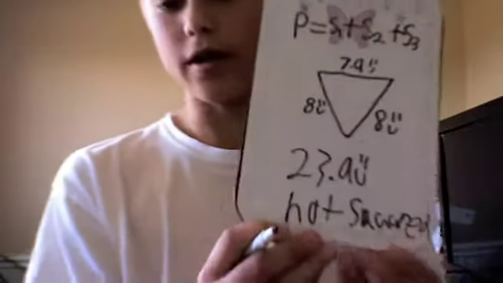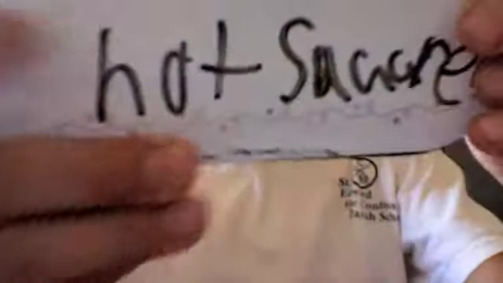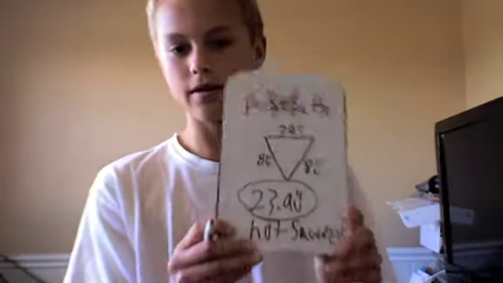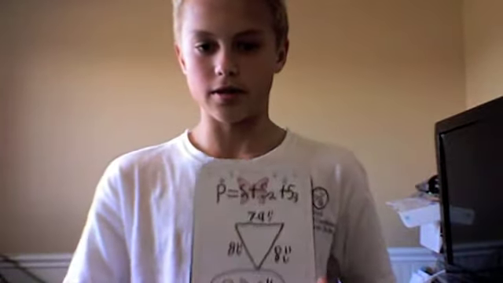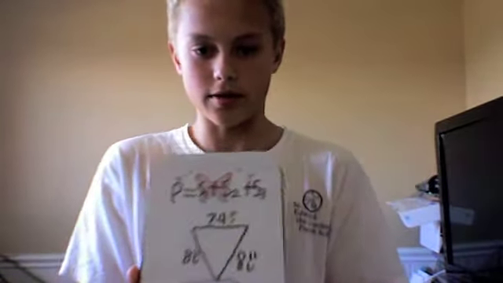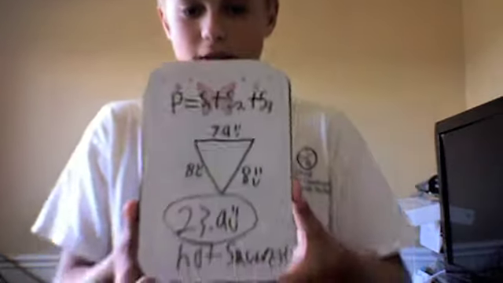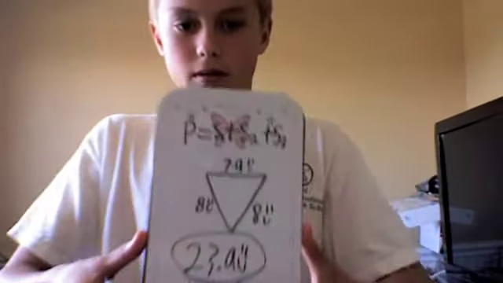Not squared. Where my fingers are. Do not square it. It's wrong. Not cool. So it's 23.9 happy. You do not square it. And you just add side 1 and side 2 and side 3 all together. It's all that you do to find the perimeter of a triangle.